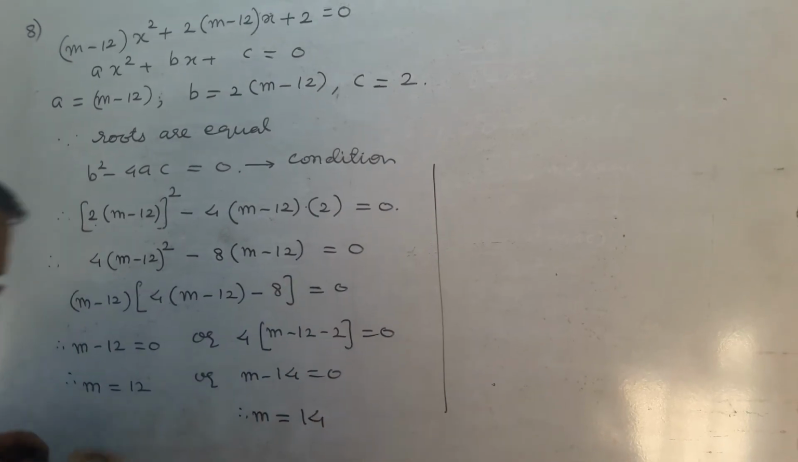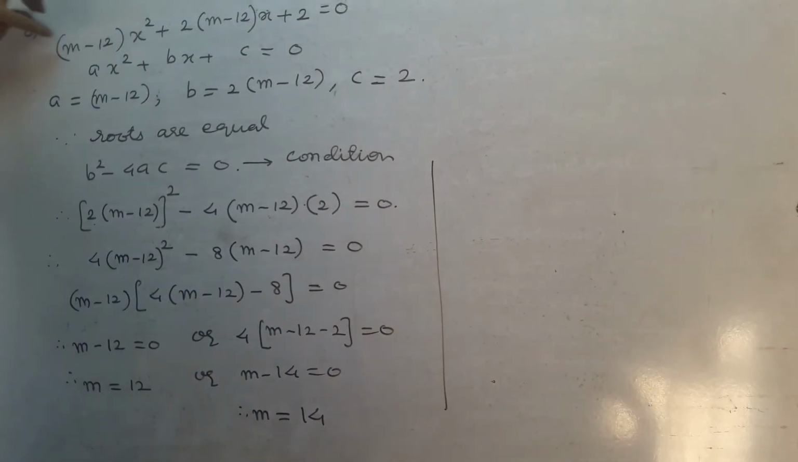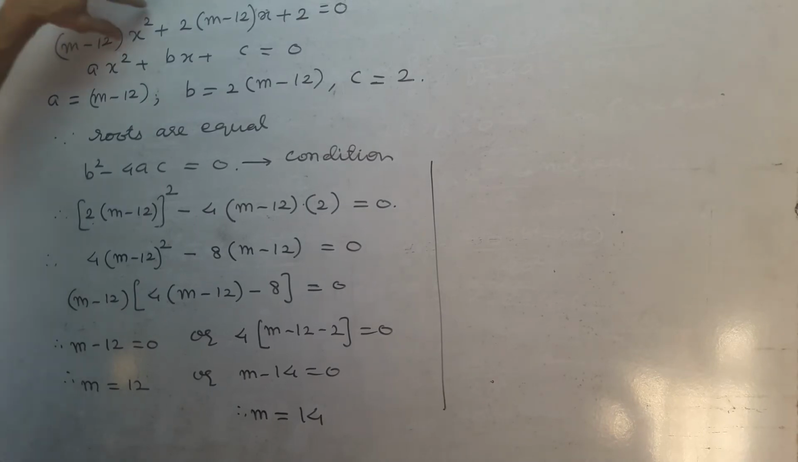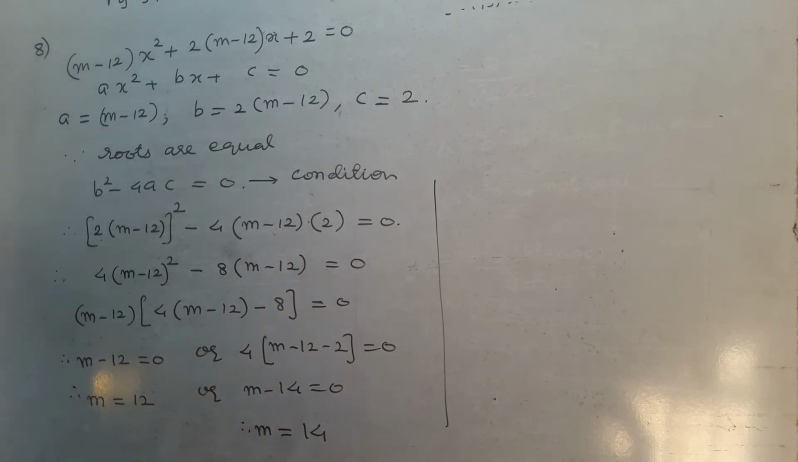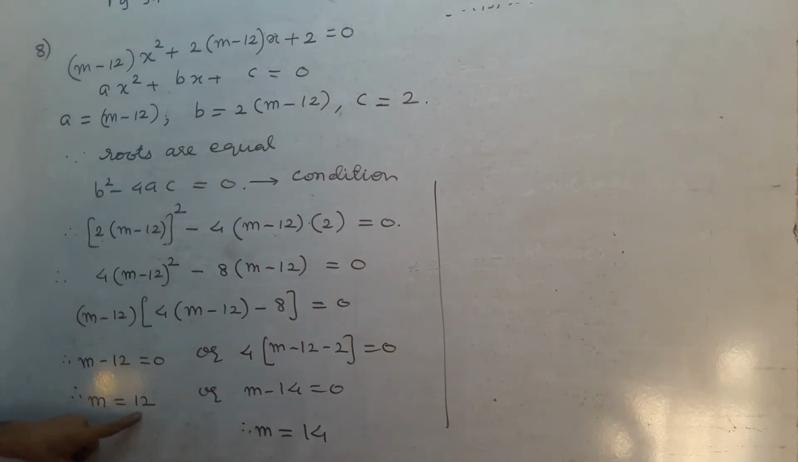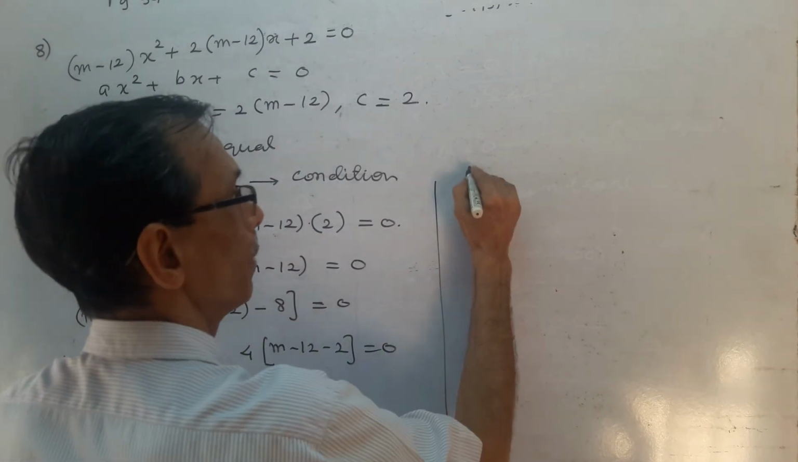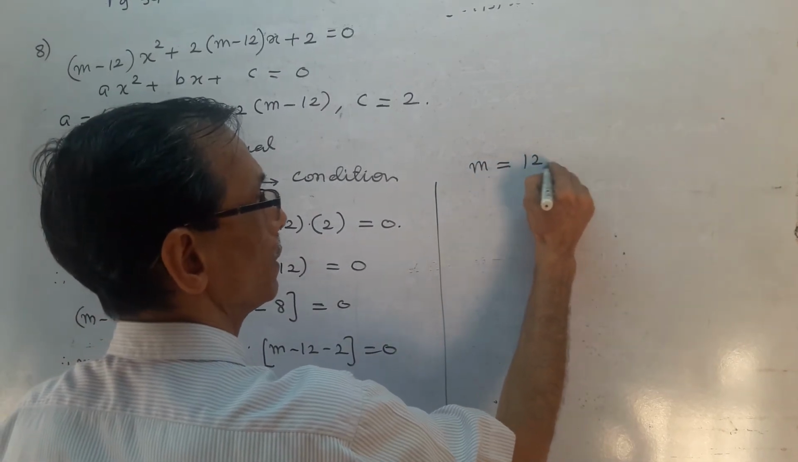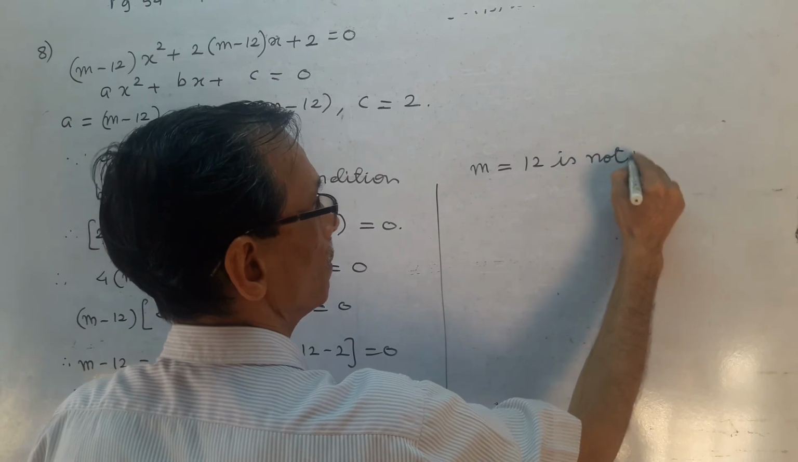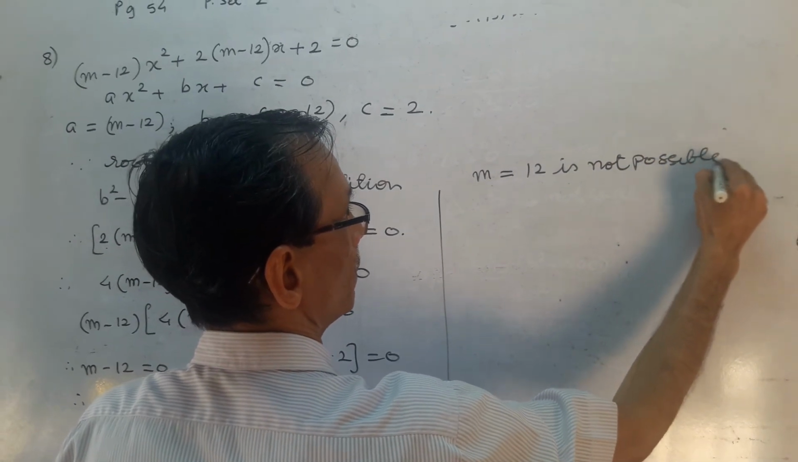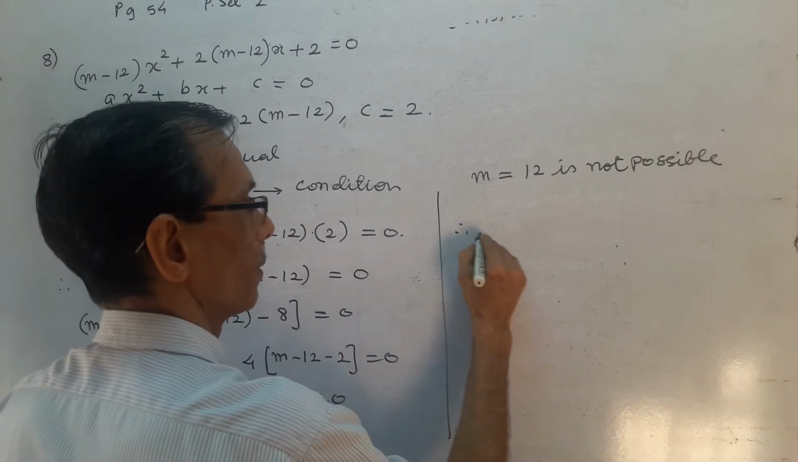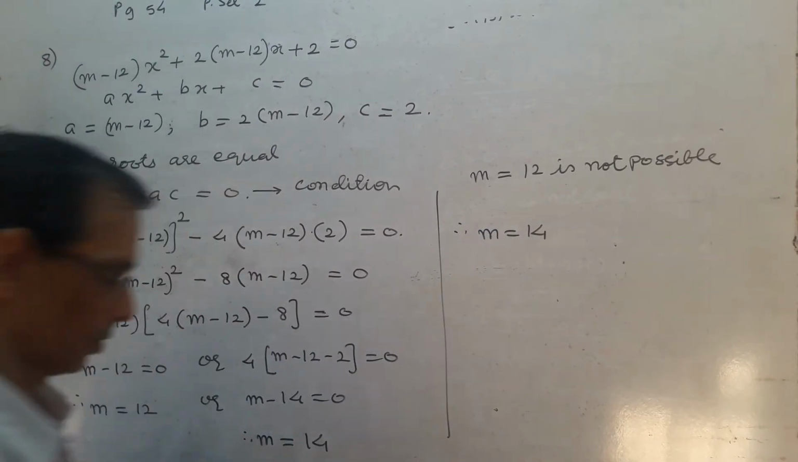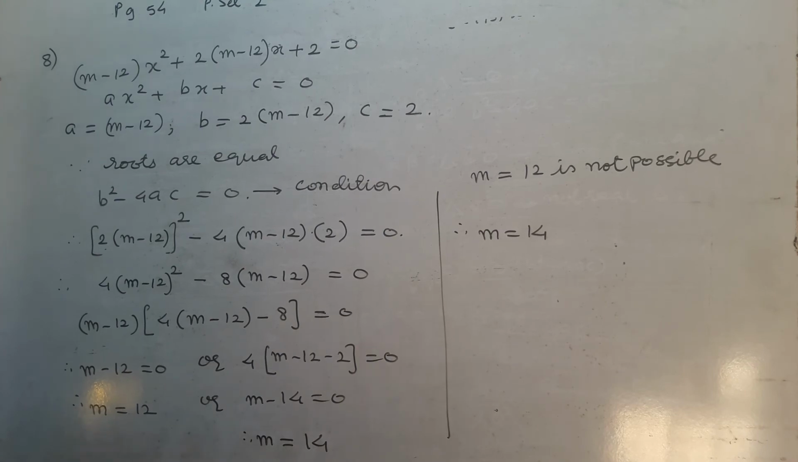Now you will find that if m is 12, then 12 minus 12 will be 0, and therefore if a is 0, then this can no longer be quadratic. Take note of this. And therefore the value of m cannot be 12. So m equal to 12 is not possible. Why? Because if m is 12, then the equation cannot be quadratic, and therefore m equal to 14 is the answer of this. So m equal to 14. Copy this.